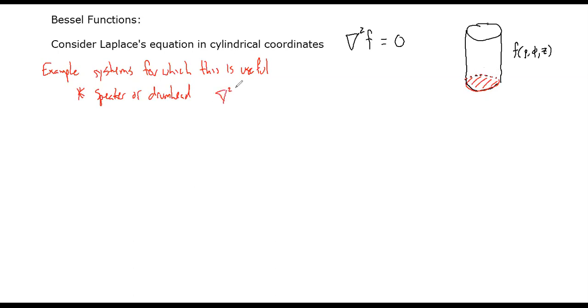And that's going to be something that looks like this. So technically that's the Helmholtz or wave equation.